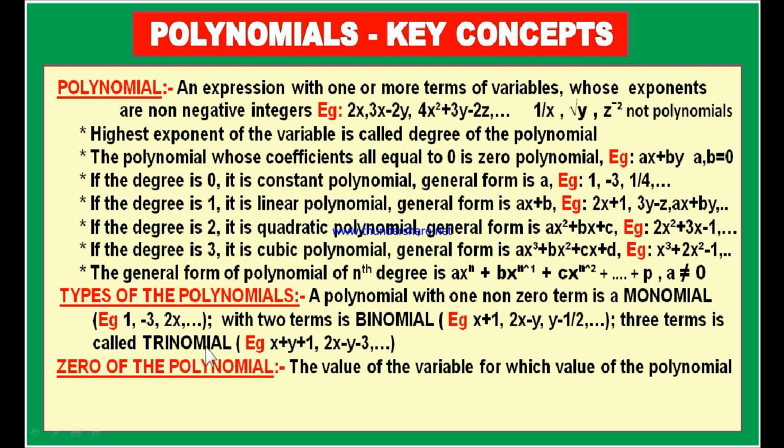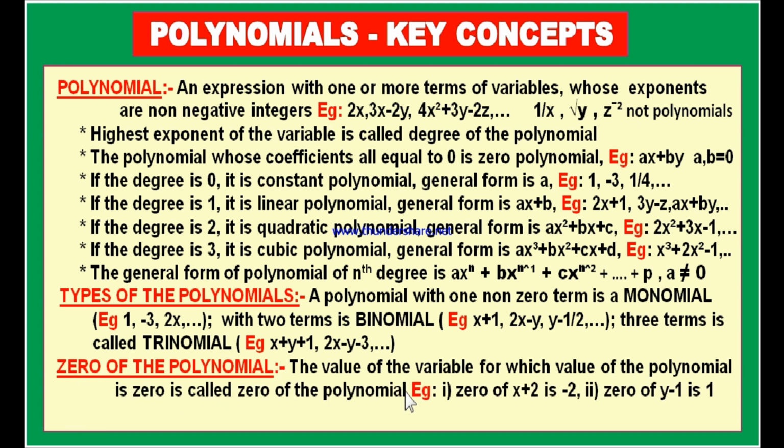But zero of the polynomial means the value of the variable for which the value of the total polynomial becomes zero. I shall repeat, the value of the variable for which the value of the polynomial is zero is called zero of the polynomial. For example, consider a polynomial x plus 2.